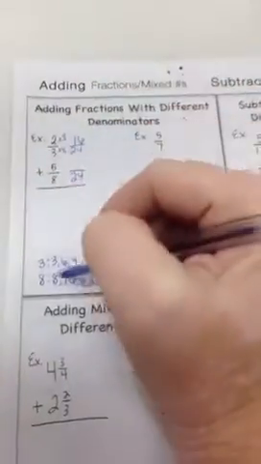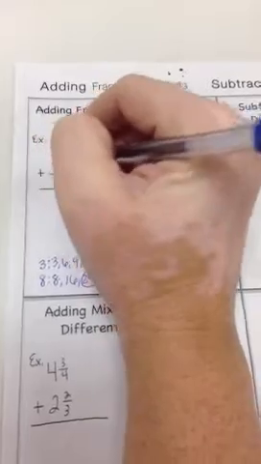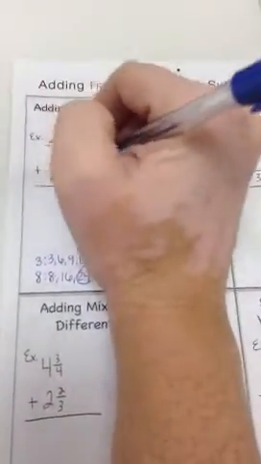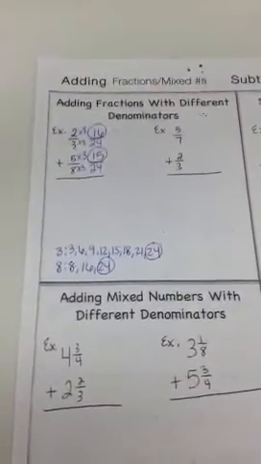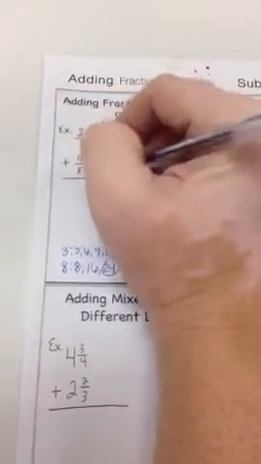So 8 times, took 3 8s. So 8 times 3 is 24. 5 times 3 is 15. Now you're going to add your numerators. We don't have to borrow because we're not subtracting. So we just go ahead and we add them. 6 plus 5 is 11. Carry your 1, 1, 2, 3.